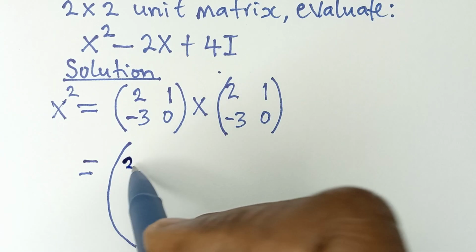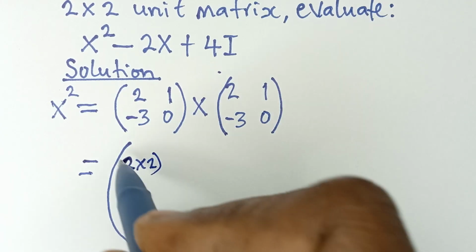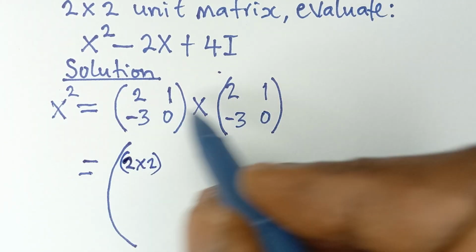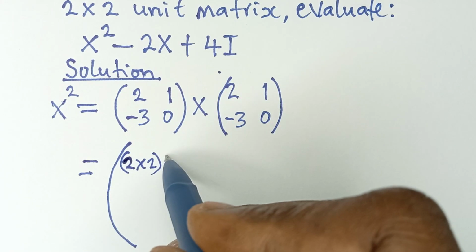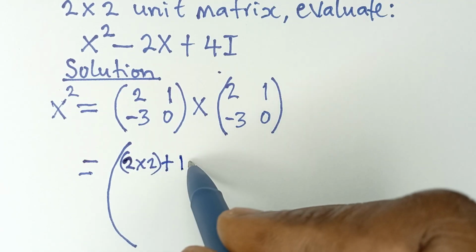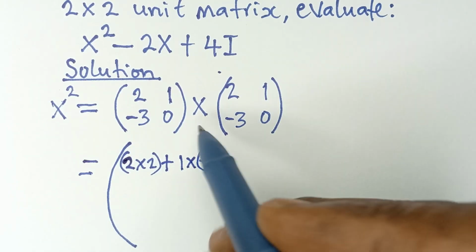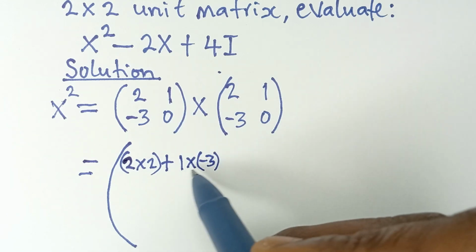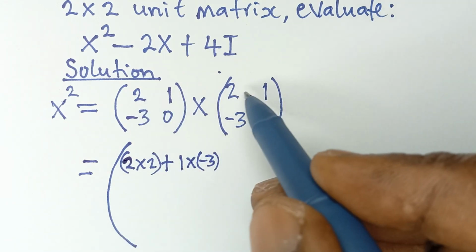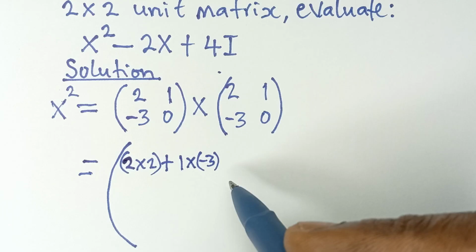So we are going to say 2 multiplied by 2. That is this 2 multiplied by the 2. Then the 1 is coming down here. Then we'll add it to the 1 multiplying negative 3. So this 1 is coming down to multiply negative 3, which is what I've written, and then the 2 multiplies 2 up there.